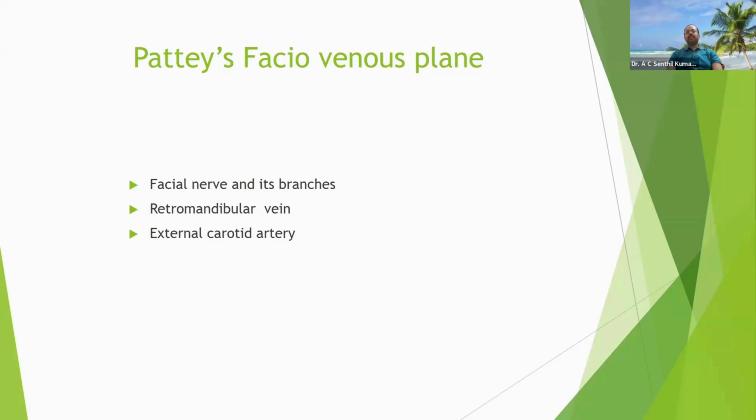So generally, the plane is in such a way that it separates the superficial from the deep portion of the parotid gland. So the Patey's fasciovenous plane separates the superficial portion of the gland from the deep portion of the gland. And that is the reason why when you encounter a lot of bleeding when you're doing a superficial parotidectomy, it means that you may be going in a very deep plane. Going a little above that plane will be the proper avascular plane where you should be able to dissect out and spare the nerve and its branches.